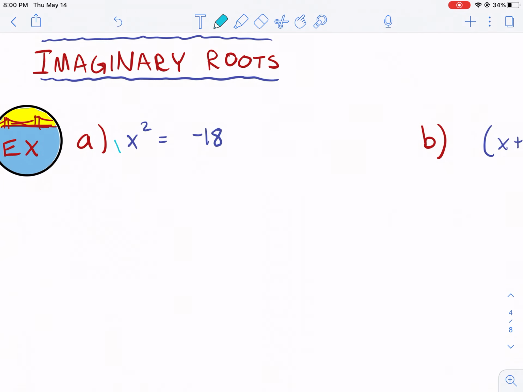So we have x squared here. We want to get x by itself, so we need to undo the square by taking the square root. Once we do that, we get x equals, now, because it's a square root, we're going to have two answers. We're going to have the positive square root of negative 18, and we're also going to have the negative square root of negative 18. Now, what we do here is we are going to separate negative 18 into the square root of negative 1 times the square root of 18.